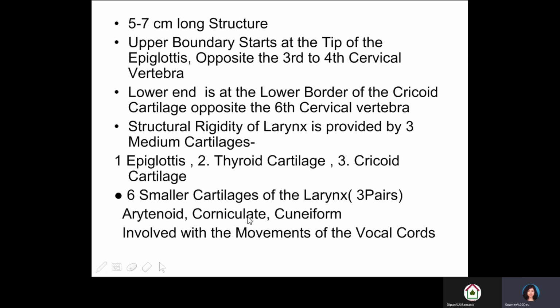We have to remember these names, and the fact that the epiglottis, thyroid cartilage, and cricoid cartilage are unpaired, while arytenoid, corniculate, and cuneiform are paired. That means there are 2 of each type. These 3 paired cartilages, 6 collectively, are involved in the movement of the vocal cords. By the movement of these cartilages, there is movement of the vocal cord, which means we can speak.